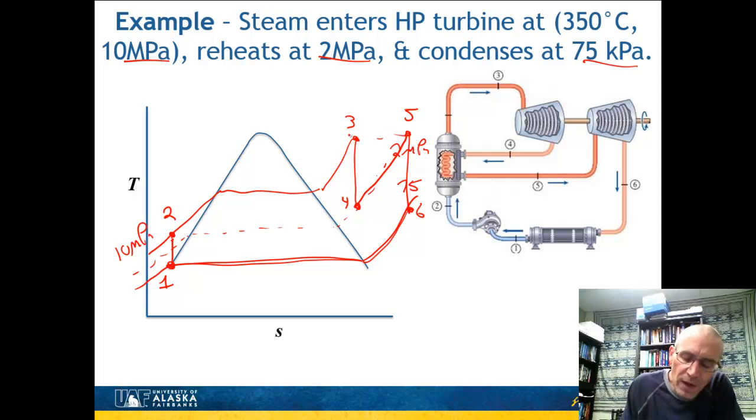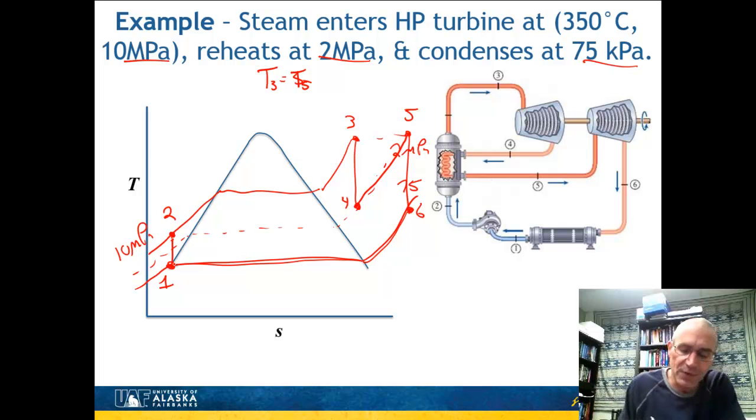A couple things to note. I've said that T3 is equal to T5. It's assuming an ideal reheater. And then I've got these isobars. So the pressure at 2 is the same as the pressure at 3. Pressure at 4 is the same as at 5, and the pressure at 6 is the same as the pressure at 1. Okay? So there's kind of qualitatively how I'm going to solve it.